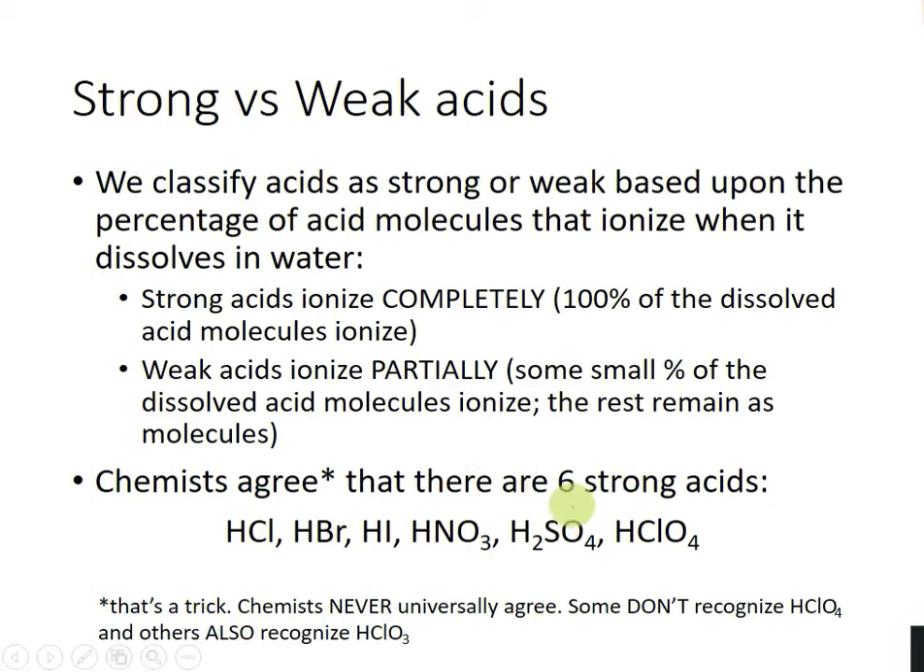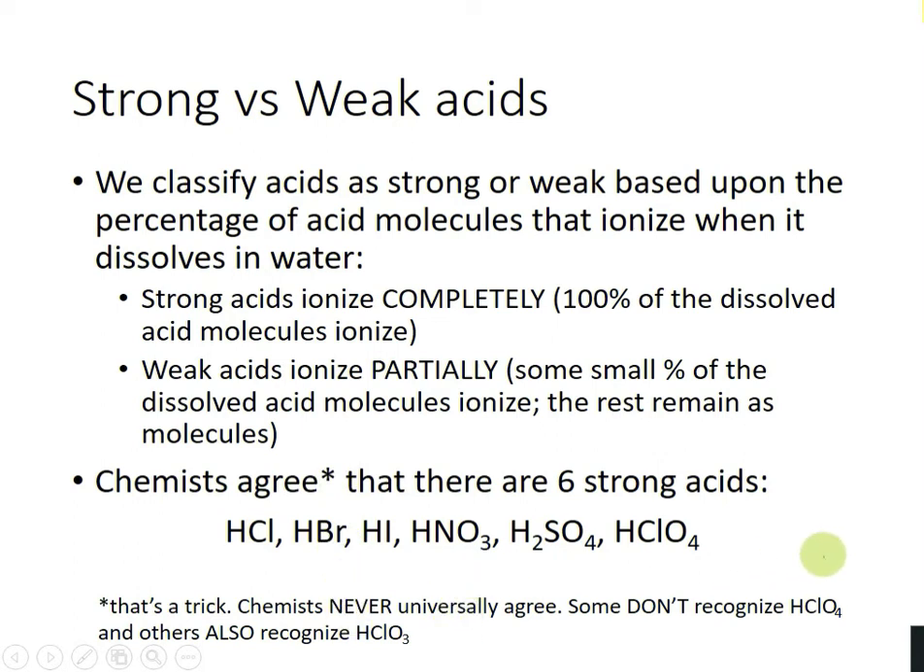And then deciding whether it's strong or weak, I'm looking for, is it one of these six? So HCl, HBr, HI, three of the binary acids, meaning there's just two elements in there, and then nitric acid, sulfuric acid, and perchloric acid. So notice that I put a little asterisk.